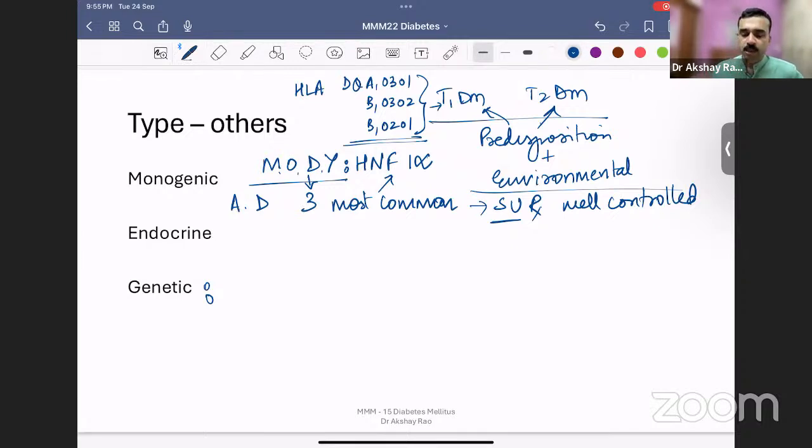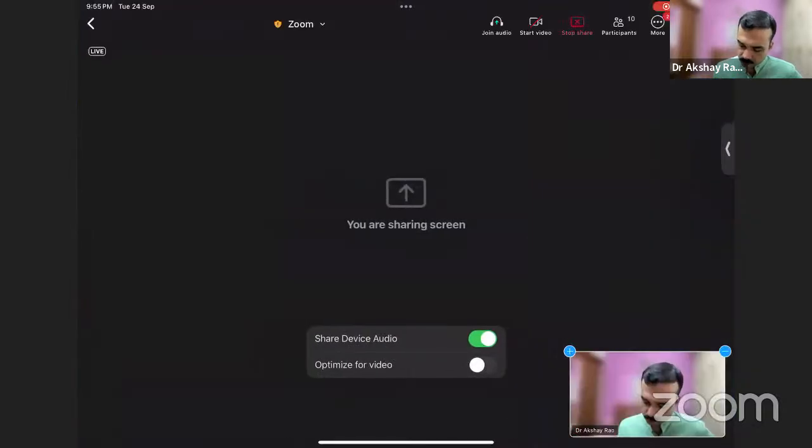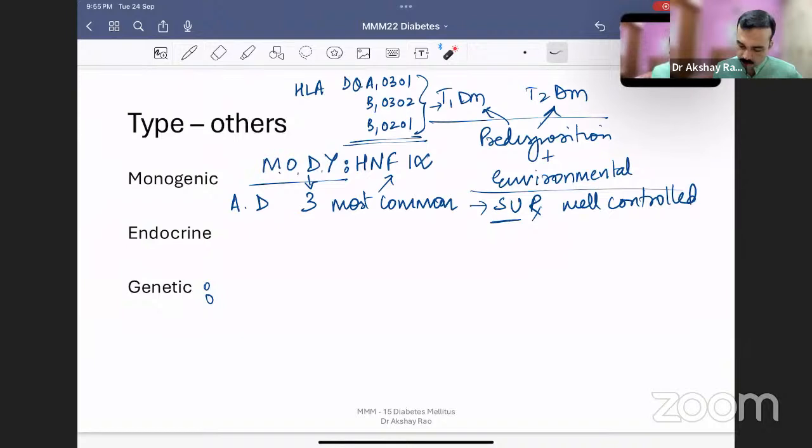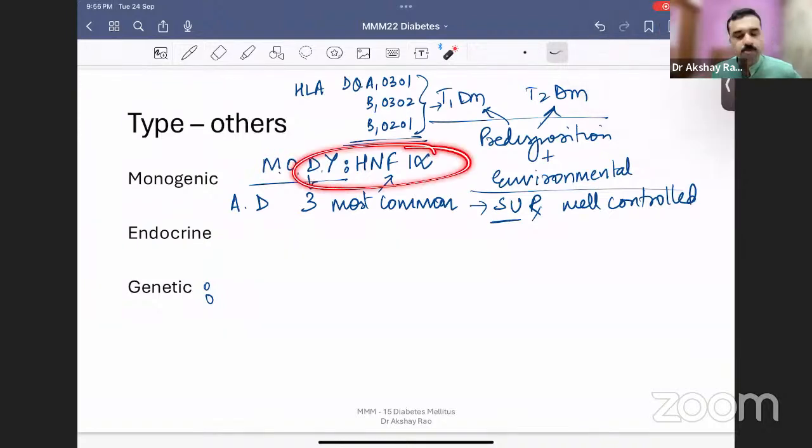But keep in mind, MODY is one subtype of diabetes mellitus purely because of one gene mutation that usually results in insulin release problems. So that one mutation will cause the diabetes to manifest. Endocrine manifestations. Okay.